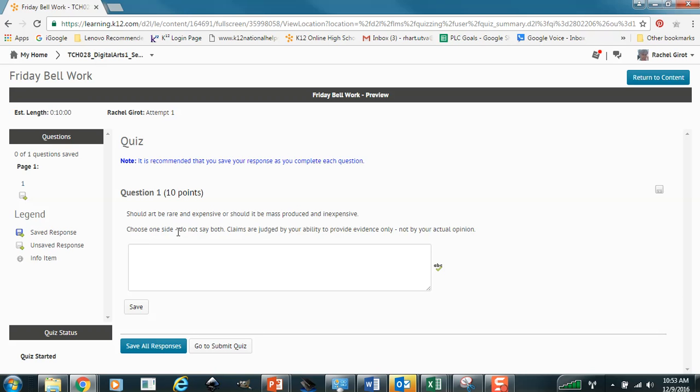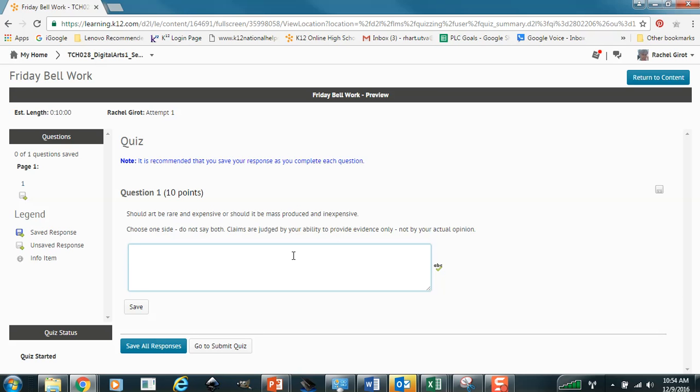You're going to choose one side, okay? So don't say both. Yes, I know there are situations where both could be true. Claims are judged by your ability to provide evidence only, so not by your actual opinion, all right? Don't worry about your conscience on this. This is just an exercise, okay? In a regular argument paper, you would actually state your claim, and down in the paper, there's actually a place where you are required to state the counterclaim or the other side of the argument. So fear not, you will have an opportunity in an argument paper to state the counterclaim or the other side, okay? It's just not going to happen in your claim.